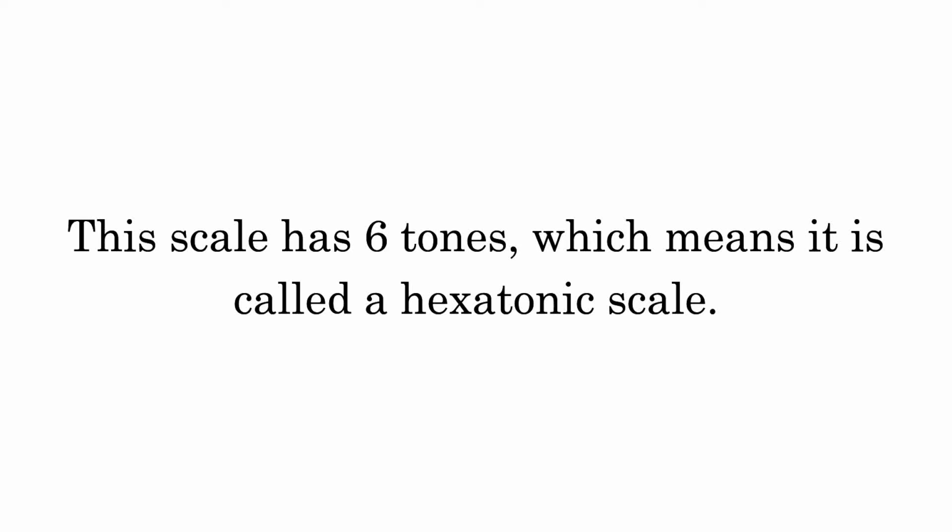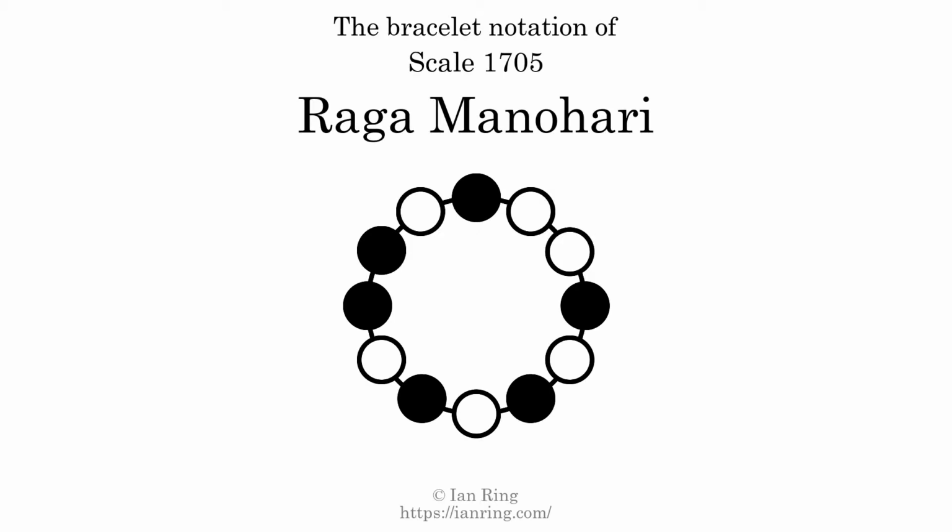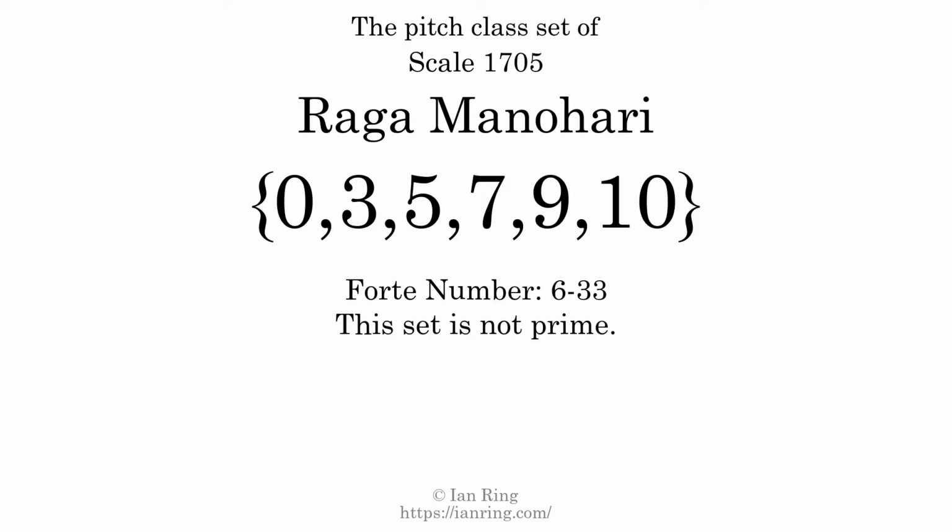This scale has 6 tones, which means it is called a hexatonic scale. This is a bracelet notation diagram of scale 1705. The shaded circles represent tones that appear in the scale, and they are read clockwise, starting at the top. The pitch class set for this scale is 0, 3, 5, 7, 9, 10. The forte class is 6-33.